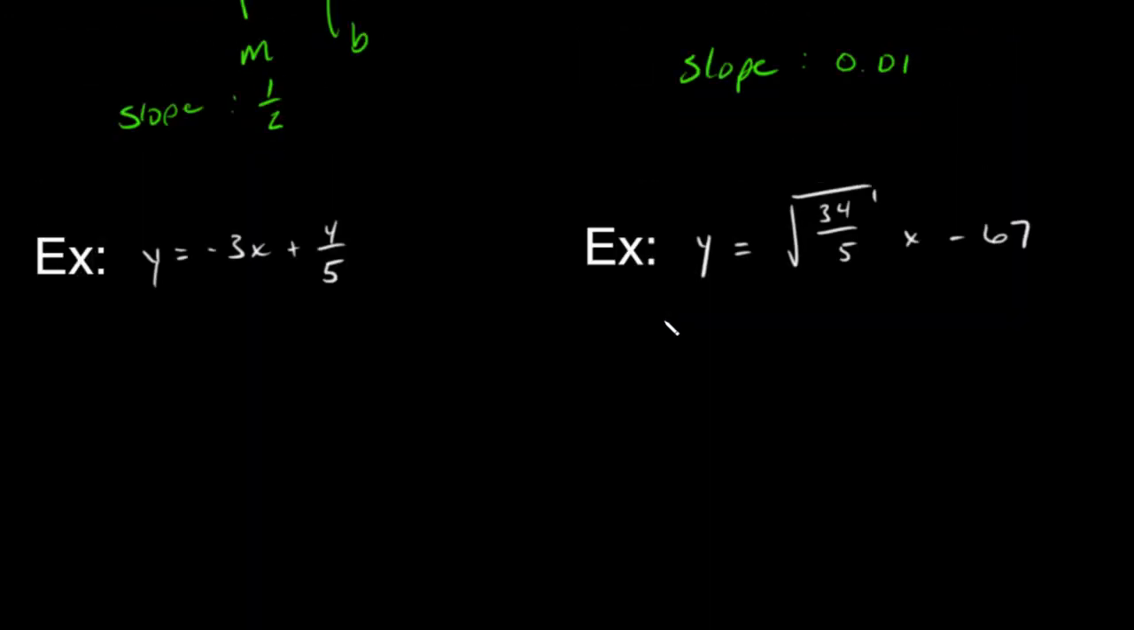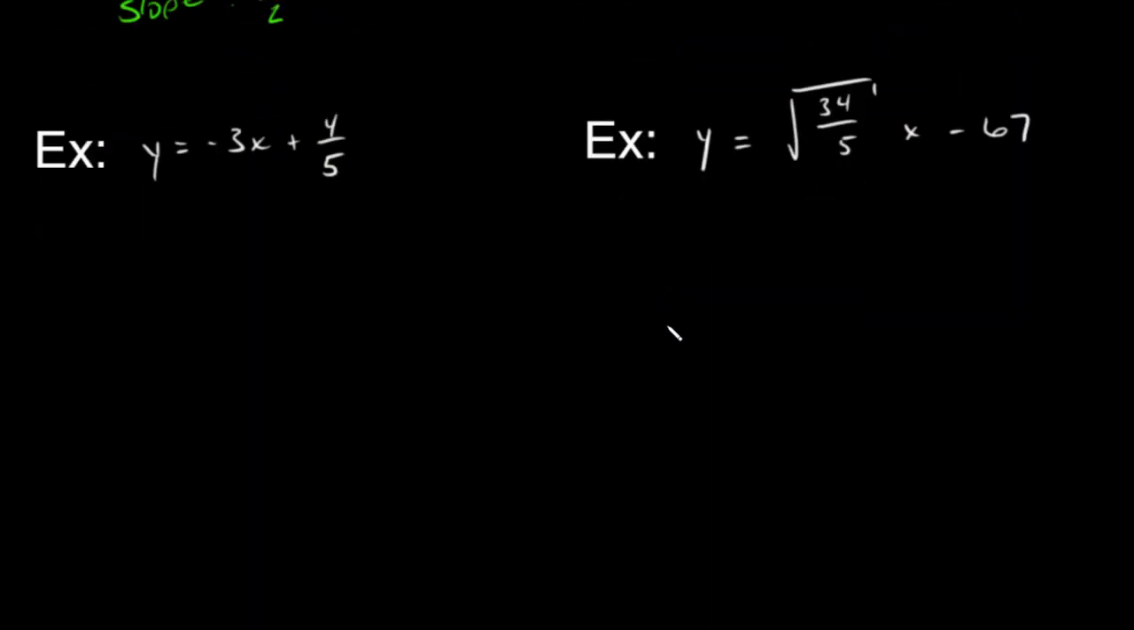Now you try these and see if you can figure out the slope. It doesn't take much time. Your eyes just immediately see the value and that's it. So write these down and pick out the slope. So those two numbers there are the slopes. Your slope is -3, and your slope is the square root of the quantity 34 over 5. That's it.